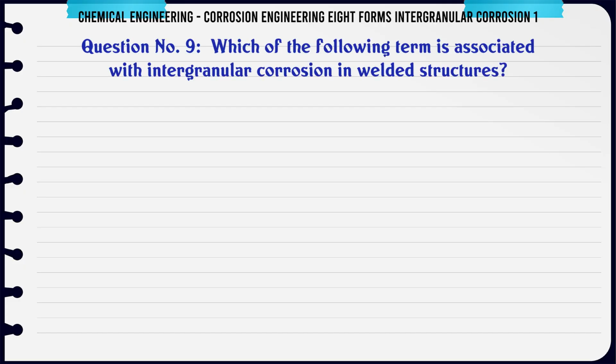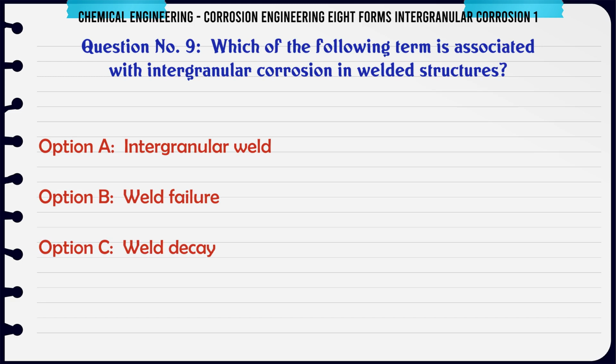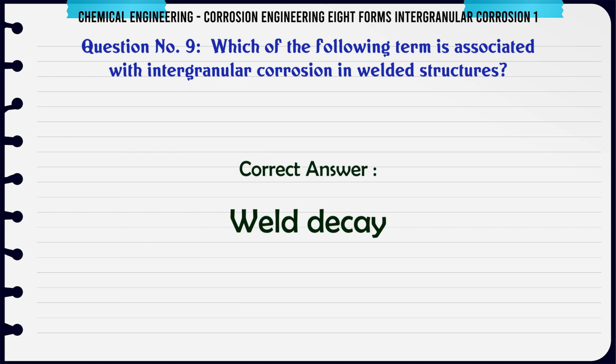Which of the following terms is associated with intergranular corrosion in welded structures? A. Intergranular weld. B. Weld failure. C. Weld decay. D. Weld corrosion. The correct answer is weld decay.